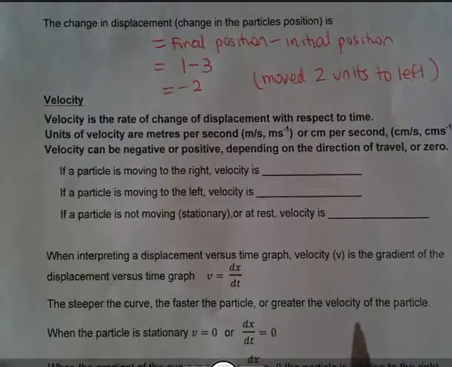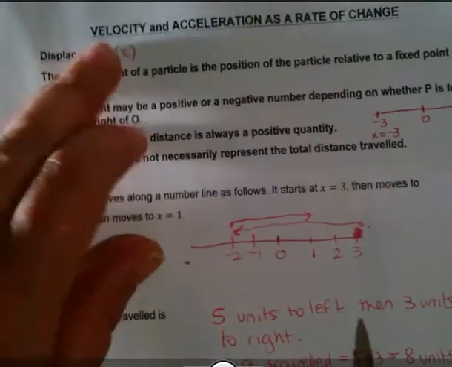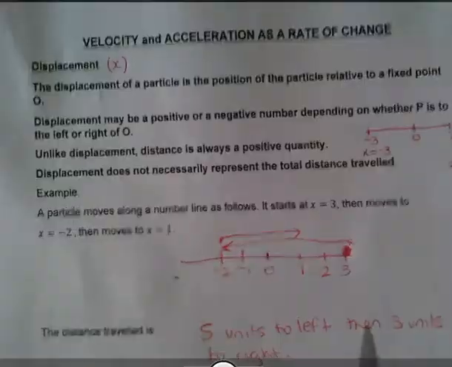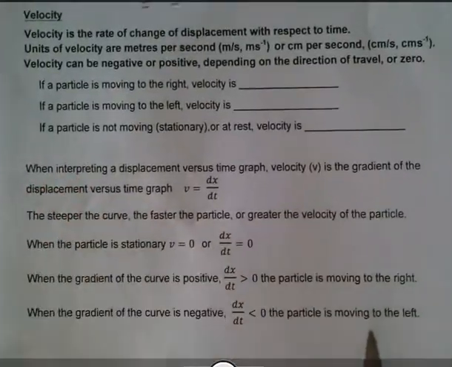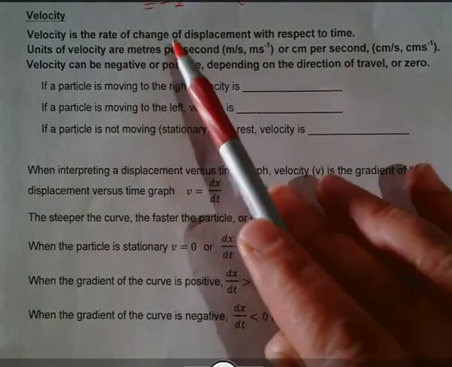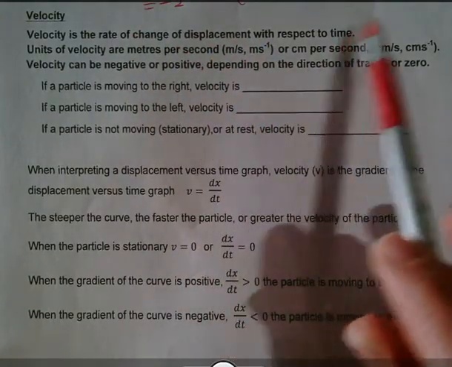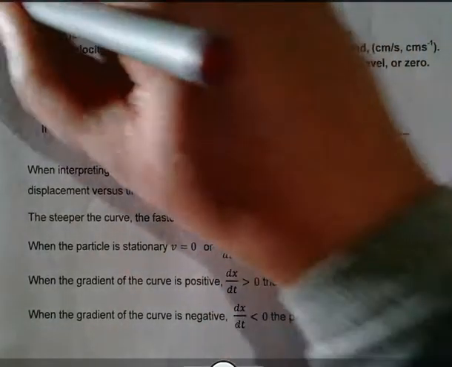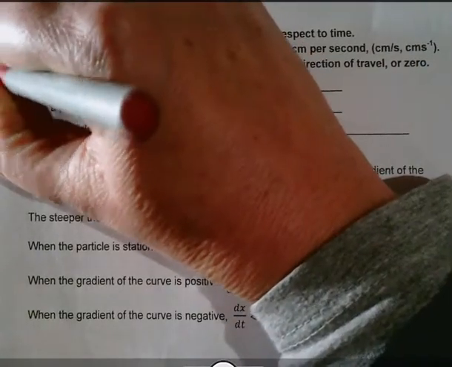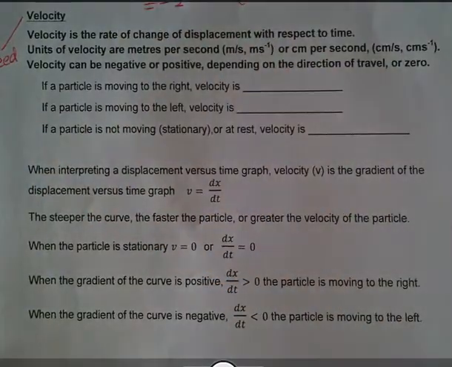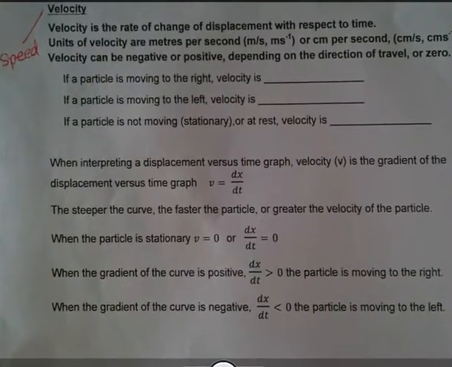Now we're going to look at velocity. And remember, this is velocity and acceleration as a rate of change. Now, for example, velocity is the rate of change of displacement with respect to time. Now, velocity is very similar to speed, okay? So it's similar to speed.